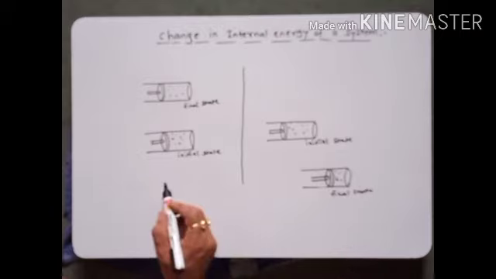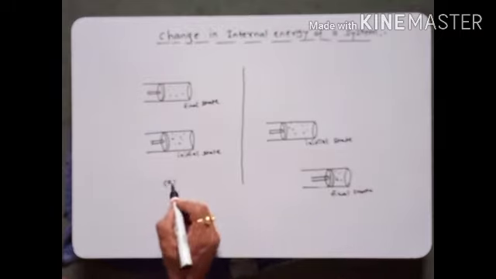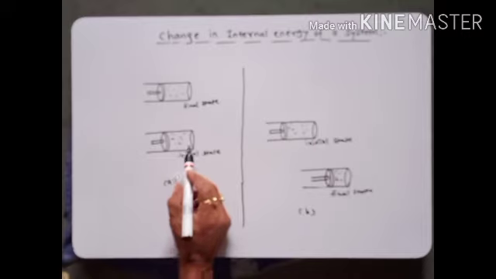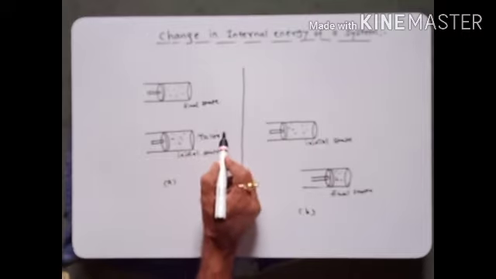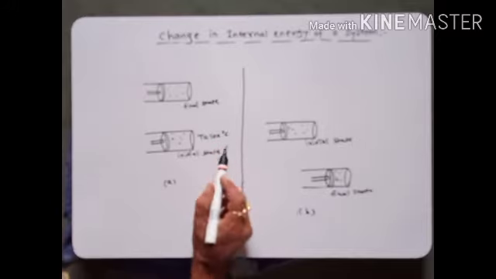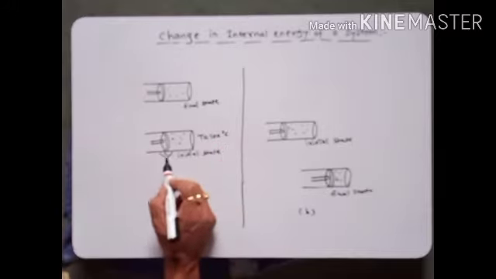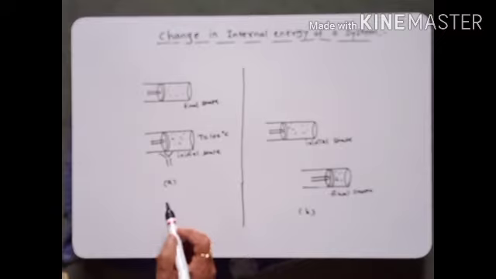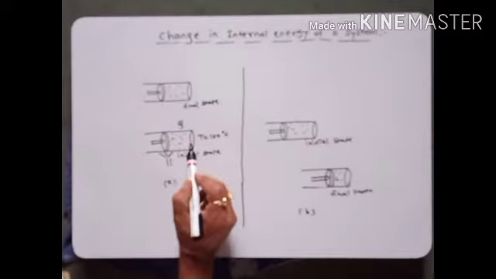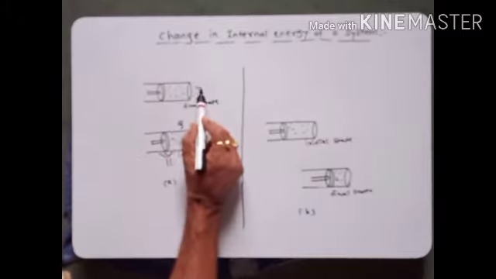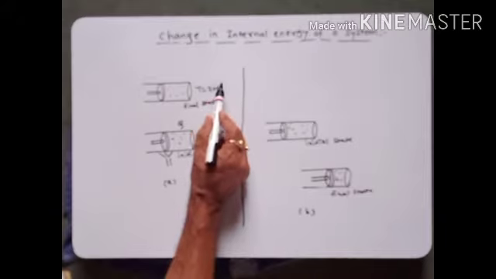Now suppose this is figure A and these two are figure B. Then initially we consider gas is at 100 degrees centigrade, T equal to 100 degrees centigrade. Now we heat this gas by using a burner. Then heat is supplied to the cylinder. Suppose Q amount of heat is supplied to the cylinder, and final temperature T is equal to 200 degrees centigrade.